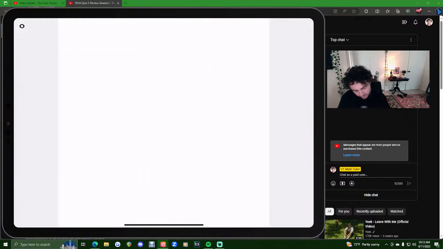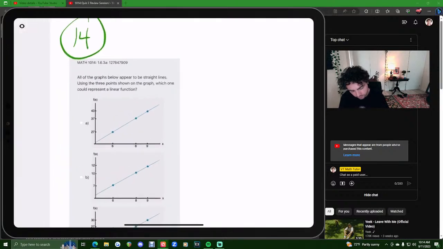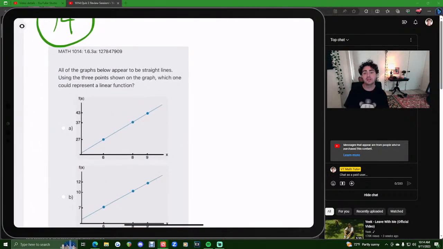All right, that was 13. Here is number 14. All the graphs below appear to be straight lines. Using the 3 points shown on the graph, which one could represent a linear function?